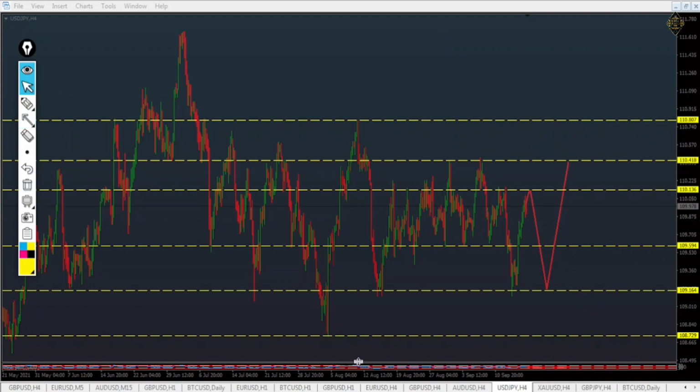Let me analyze for you the RSI for the picture to be more clear for you.